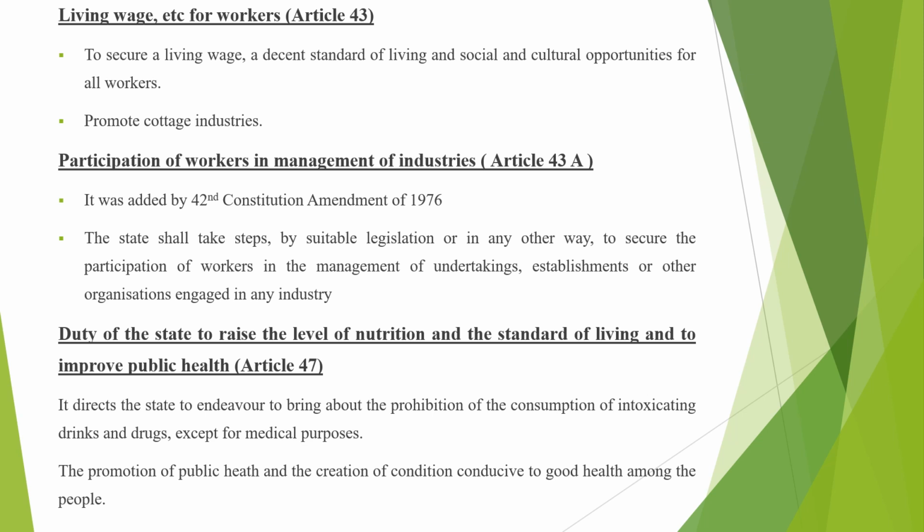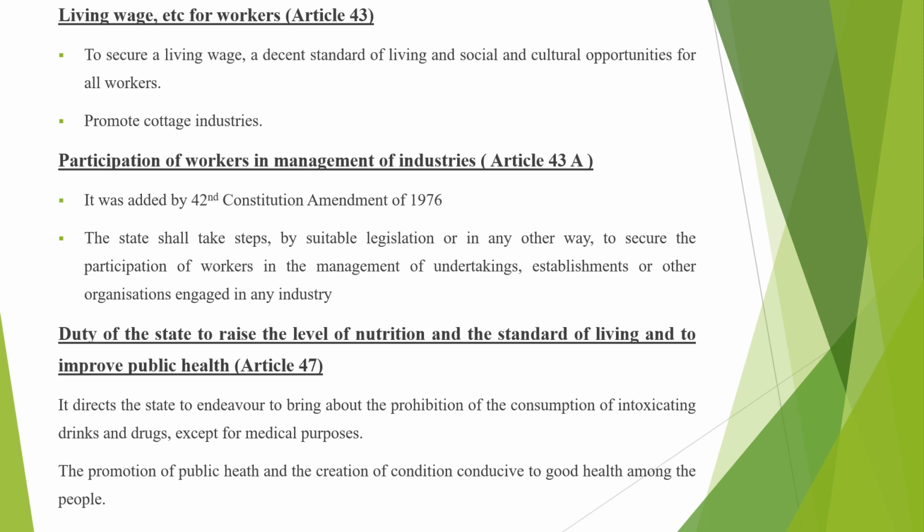Article 43. Article 43 talks about a living wage for workers. It says that the government has a duty to make sure workers get paid enough to live on and have good working conditions. That means they shouldn't be paid too little and they should have safe and healthy places to work. For example, you have a job but you don't get paid enough to buy food or take care of your family. That's not fair, right?